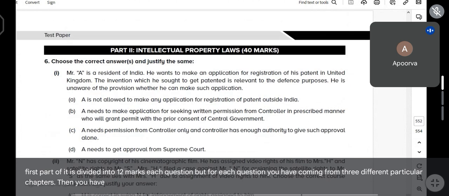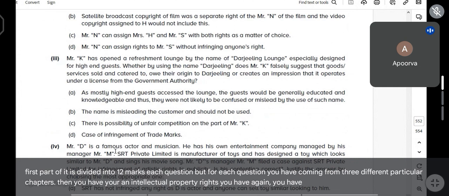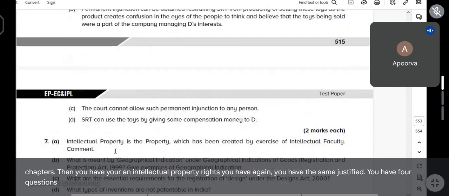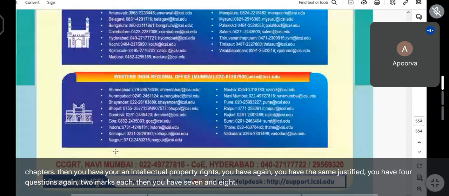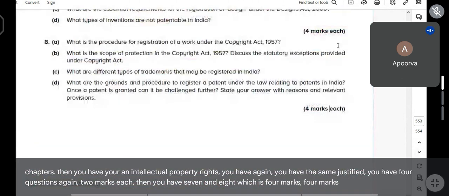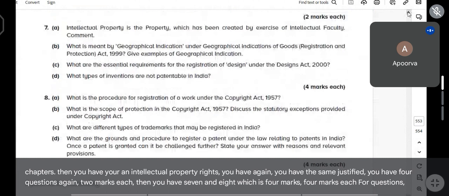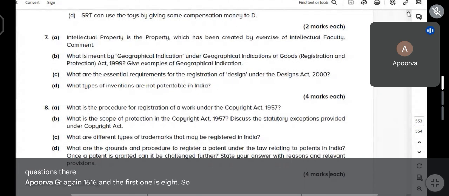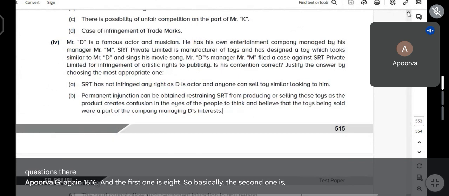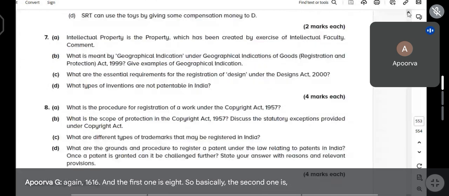Then you have your intellectual property rights. You have the same justify. You have 4 questions, again 2 marks each. Then you have 7 and 8, which is 4 marks each. 4 questions. There again 16. And the first one is 8. So basically the second one is 40 marks, and the first one is the 60 marks.